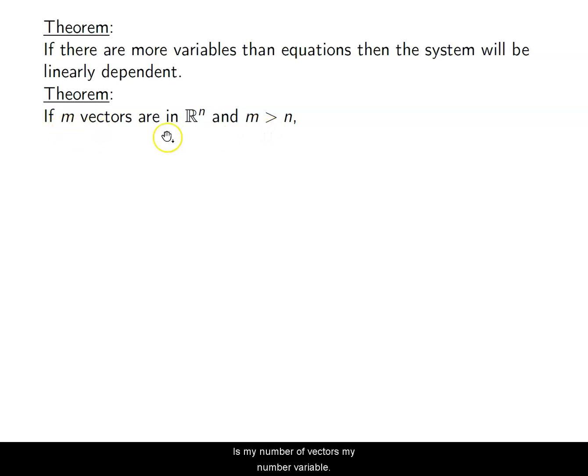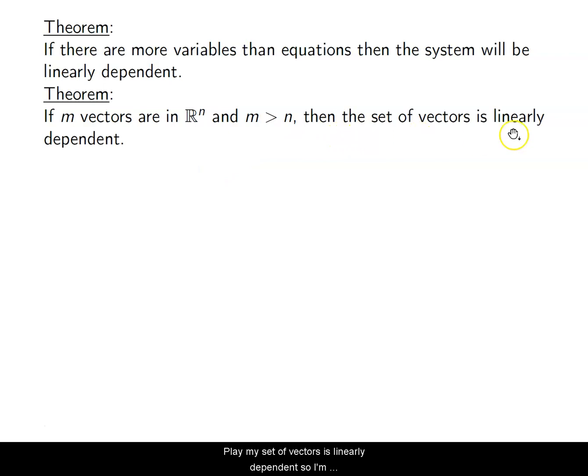M is my number of vectors, my number of variables. N is my number of equations, more variables than equations. Then my set of vectors is linearly dependent. So I'm taking this theorem and I'm really just rewriting it in a term where we are now looking at it in terms of vectors rather than looking at it in terms of equations and variables.